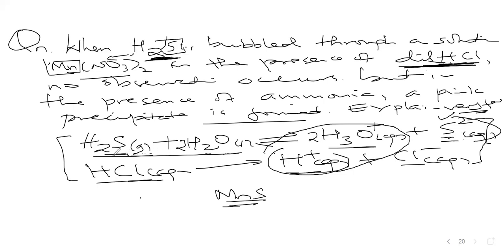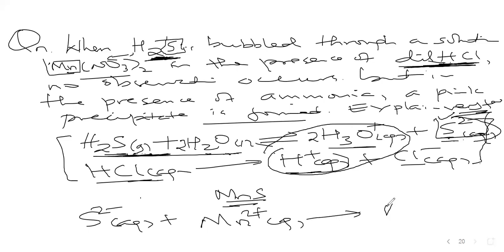Because of the ionization of hydrogen sulfide, we have sulfide ions, which are going to react with the manganese ions to give us the pink precipitate, manganese 2 sulfide.